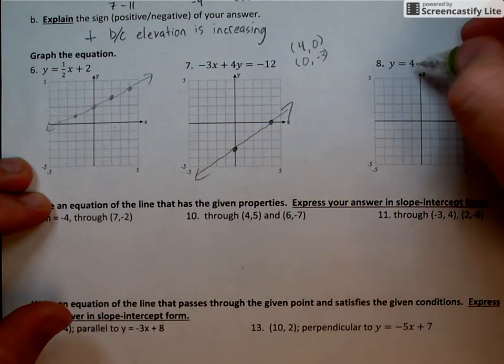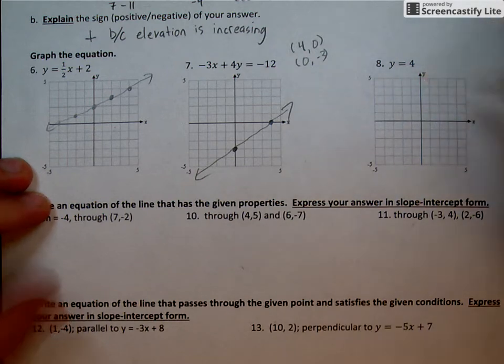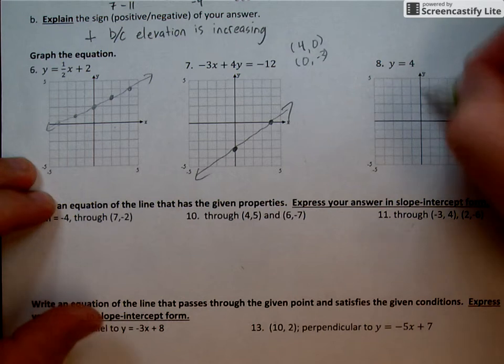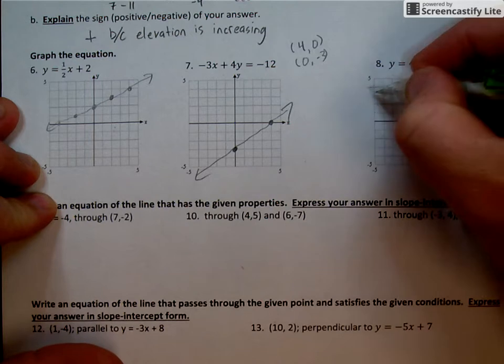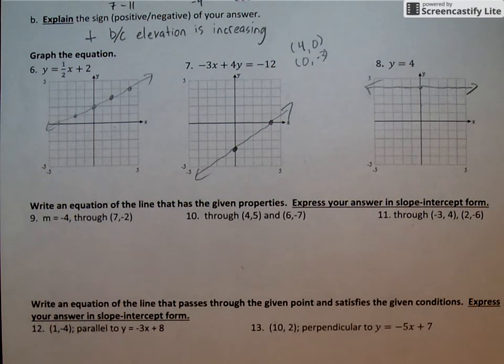Number 8, y equals 4. It's a slope of 0. It's a horizontal line. 1, 2, 3, 4. So it's just a constant.